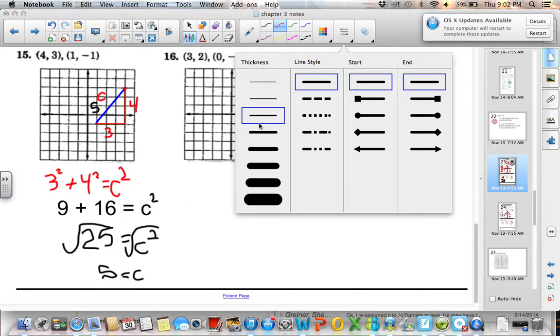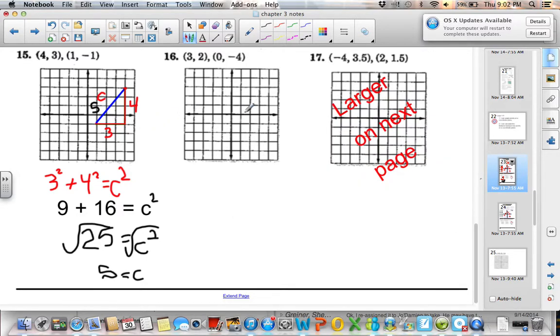So we have 3, 2. So I start at 0. I always start at 0. I'm going positive 3. Positive is to the right, so 1, 2, 3, and then positive 2, 1, 2. Okay? Here, I start at 0, I'm going over 0, so I'm not going anywhere, and then I'm going down 4. 1, 2, 3, 4. Okay, and then this is my line.